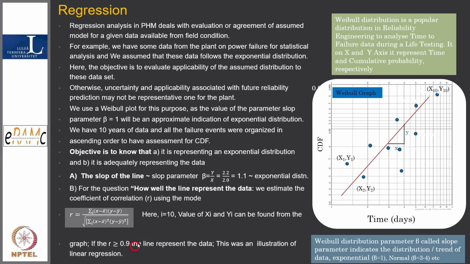So one is that you had data plotted on the Weibull plot, drew a line, and then we checked how well the line is represented. We have done a regression analysis here, and we could confirm that actually. So here I am talking about beta equal to 1, exponential, beta equal to 3.0, and then there are two parameters in Weibull distribution, that is characteristic life alpha, and beta is the slope.